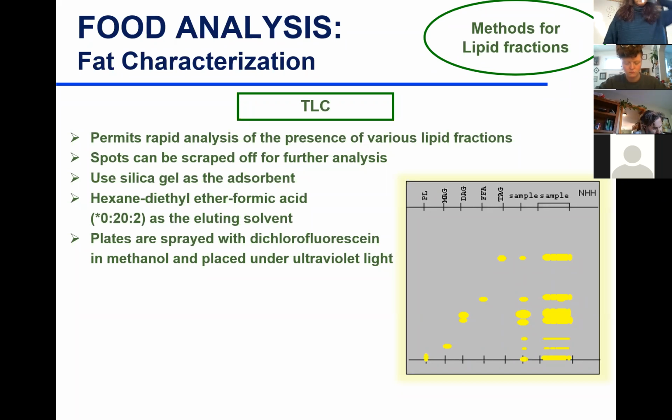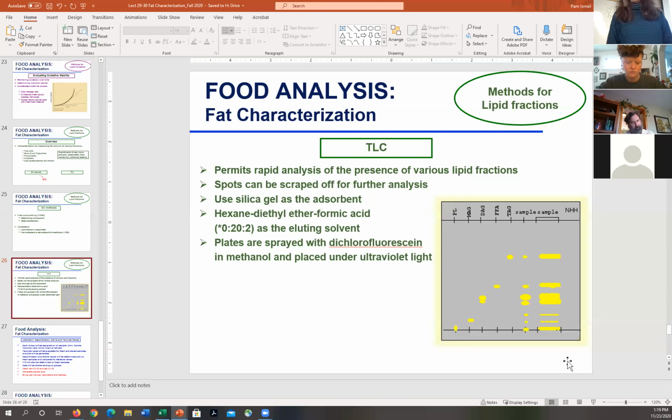Now, we have 20 minutes to start protein separation and characterization. Another one of my favorites. Now you're going to wonder what's my least favorite, but I'm not going to tell you.